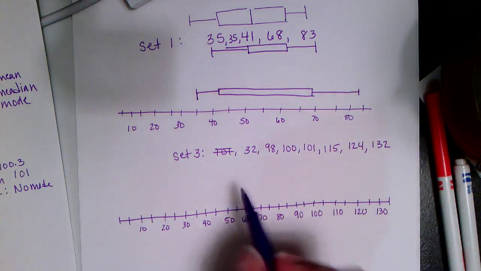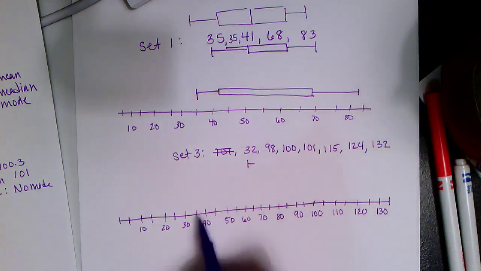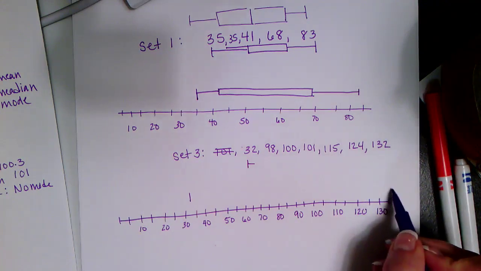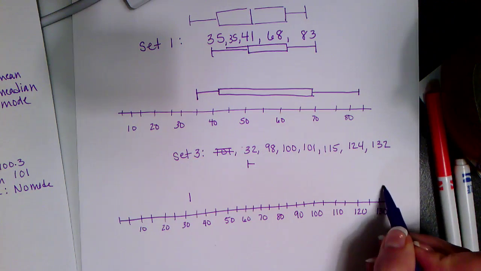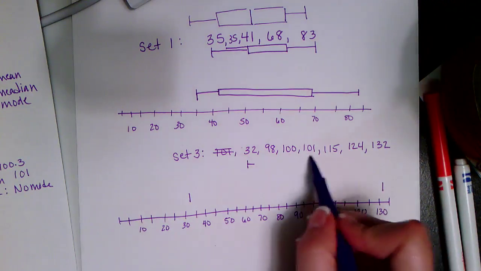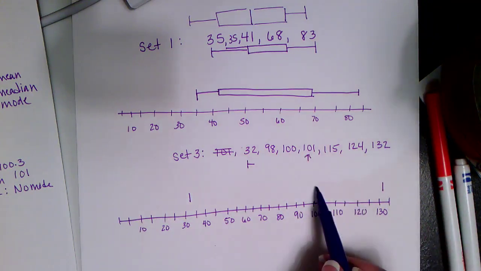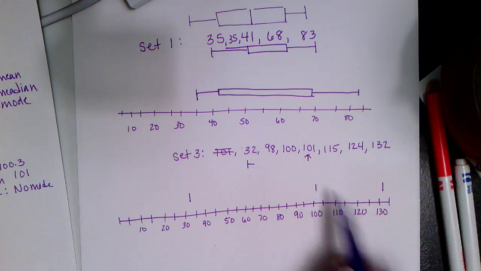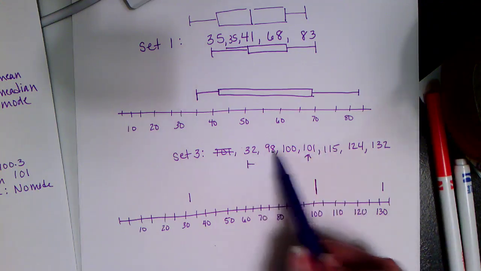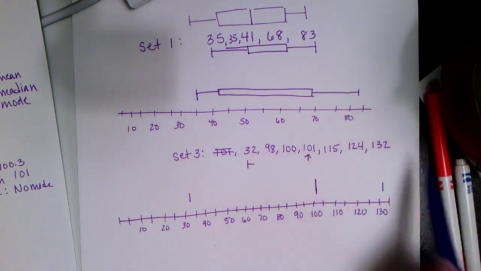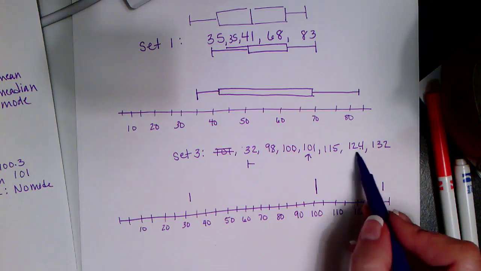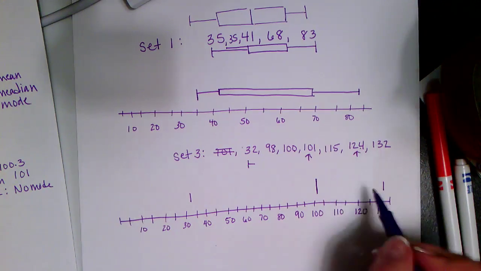So if I was to graph this, I know that my low end is going to be at 32, and my high is at 132. Somewhere right in there. Remember, my median was the 101, okay? So somewhere right in there. So if I look, I've got 1, 2, 3 values to the left, 3 values to the right. 124 is going to split that up for me.